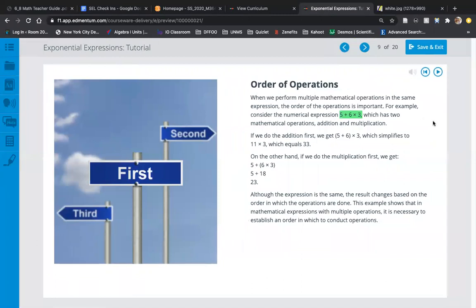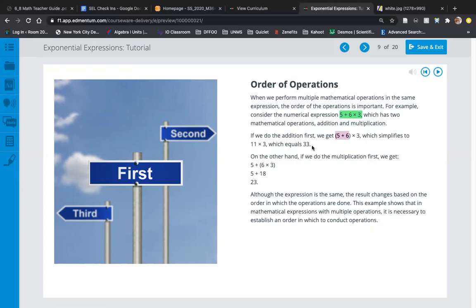So it has 2 operations here, right? It has the operation addition and it has the operation multiplication. So if you were to do the addition first, let's say in this case, you did 5 plus 6 first, and then you multiplied by 3, you're going to get 1 answer. 5 plus 6 gets you 11, 11 times 3 gets you 33, right?